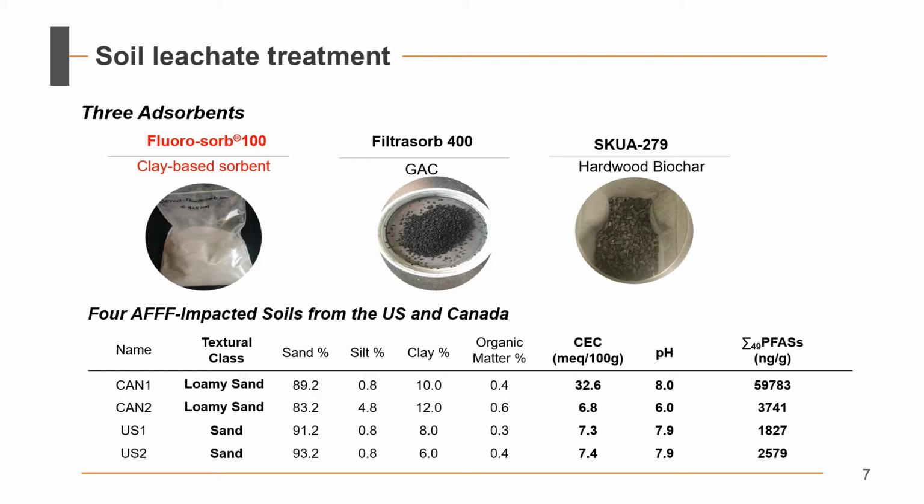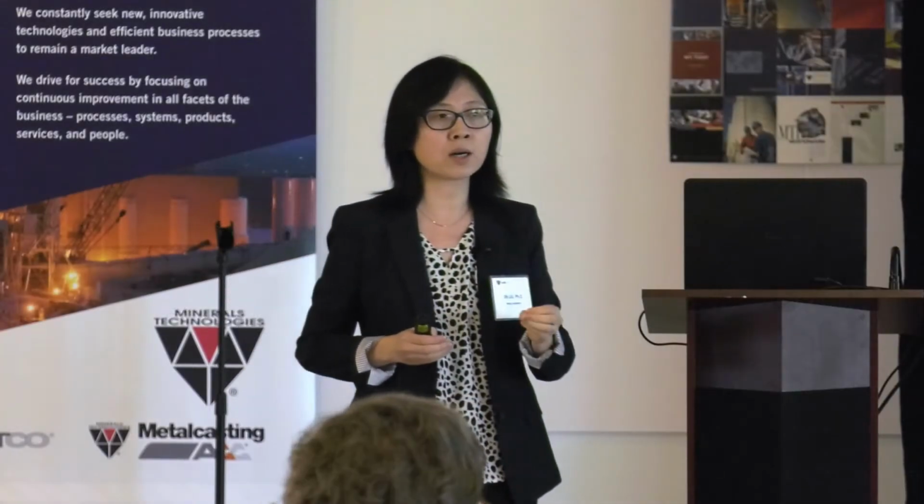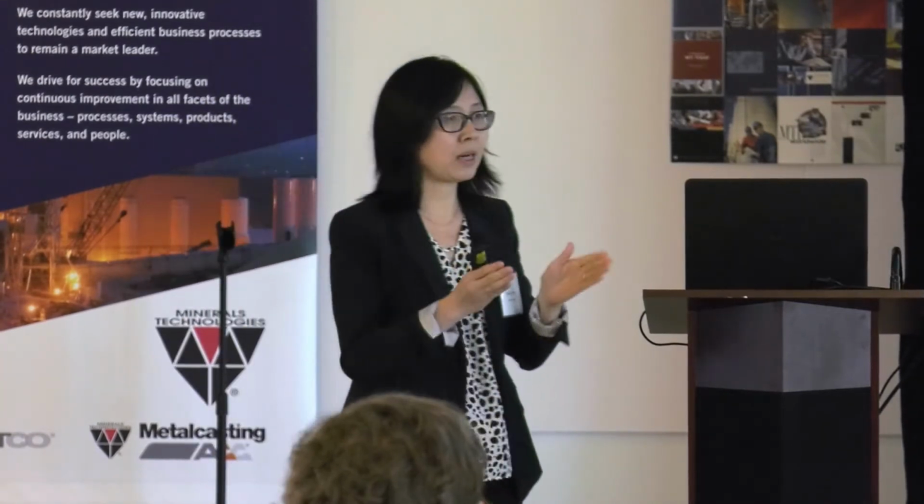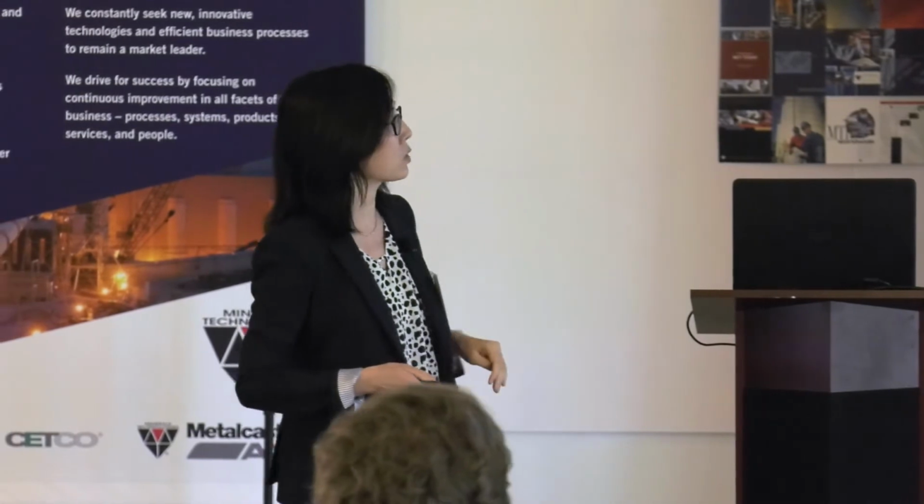Let's look at total PFAS concentration, in nanograms per gram. Because we were looking at 49 compounds, the numbers tend to be higher. The lowest one is about 1.8 ppm if I convert to ppm, and the first one from Canada was highly contaminated, about 60 ppm. So soil can retain so much PFAS, and in the source zone, it could very likely be a long-term source of PFAS in the aqueous solution. That's why it's very important to look at the source, look at the soil.